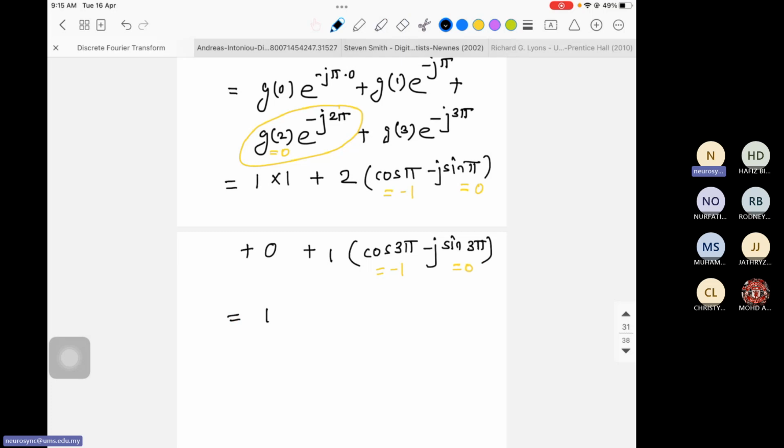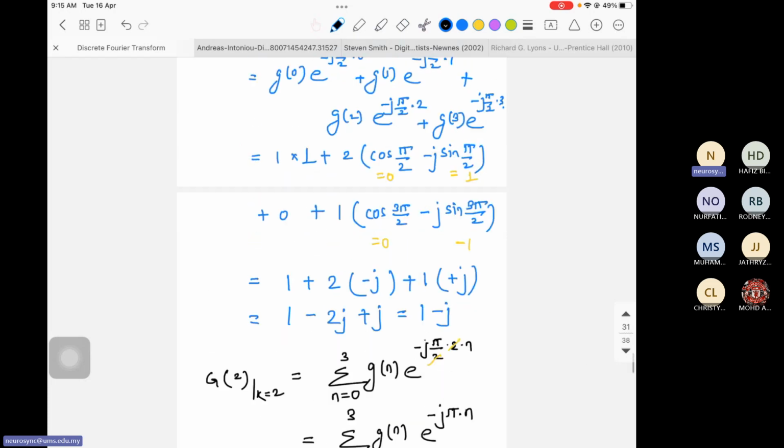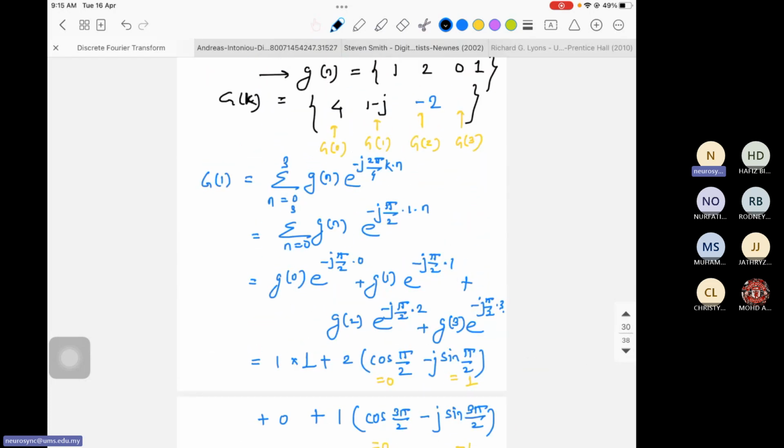This is 1 into 1 is 1 plus 2 into minus 1 plus 1 into minus 1. Correct? So this is what? 1 minus 2 minus 1. So 1 minus 1 will cancel. So you will get minus 2 here. So you should get minus 2. Okay. Similarly, you calculate for last value. What will be the last value? You just check it. It should be 1 plus j.